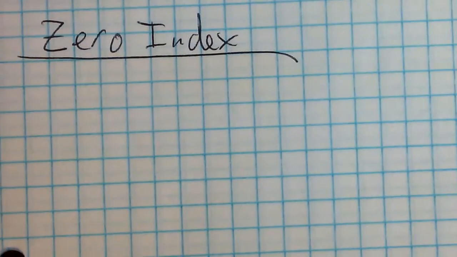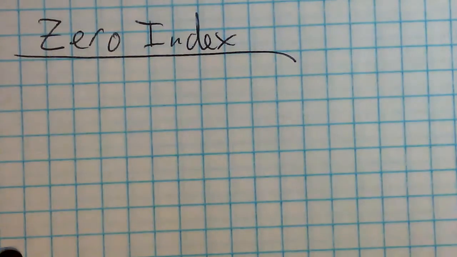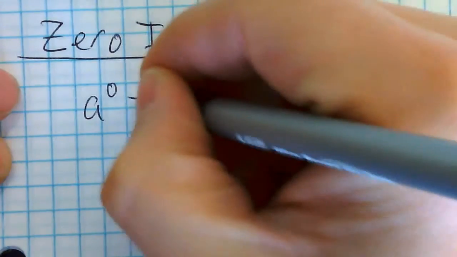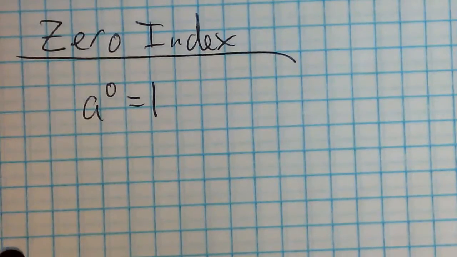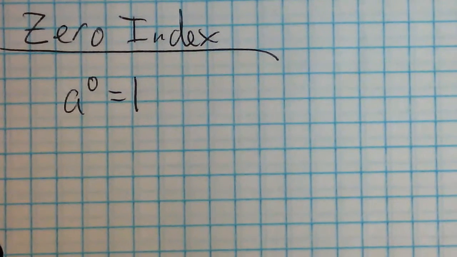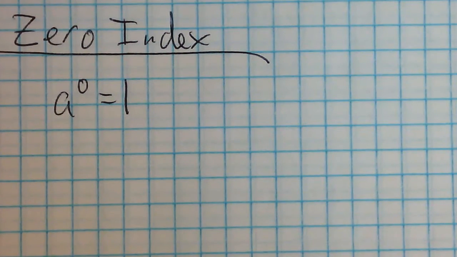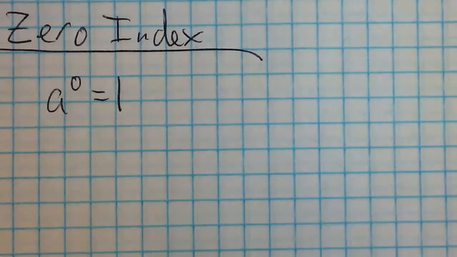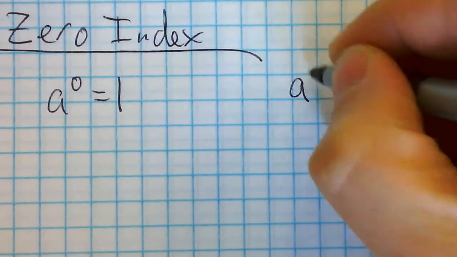Okay, and that one's easy. Anything to the 0 power is equal to 1. All right, now here's the reason why something to the 0 power is 1. Let's sort of work our way down to 0 and start with something like a to the third.